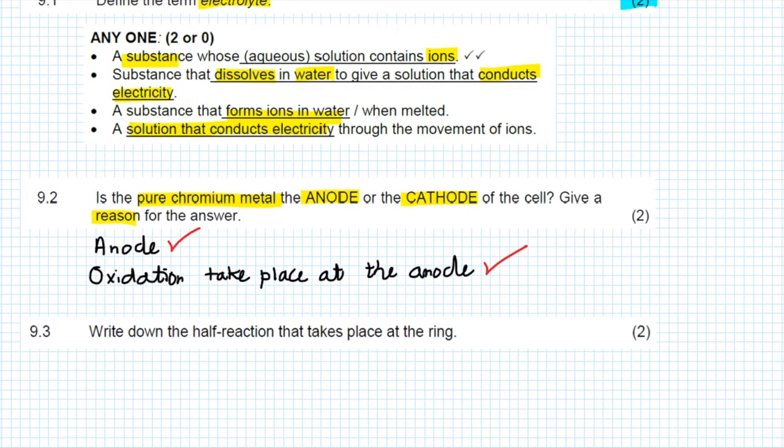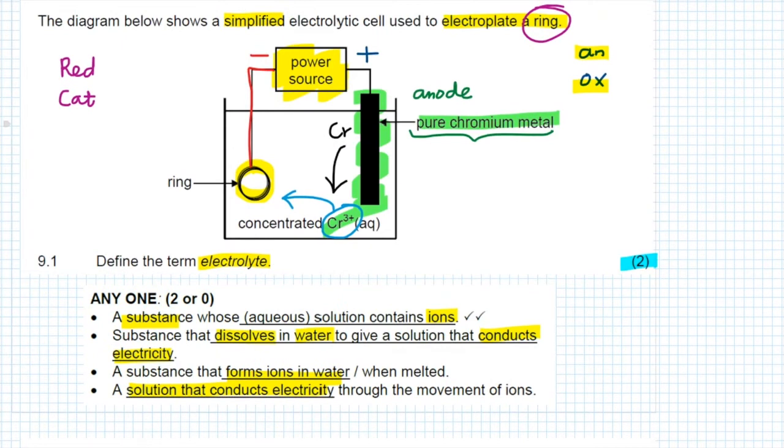Question 9.3 says, write down the half reaction that takes place at the ring. When we look at the ring, remember I mentioned to you that we would like to form a coating of pure chromium solid on the ring. So we know that the chromium ions are going to migrate towards the ring. They're going to gain electrons and they're going to be reduced to form chromium solid. So this over here is the reaction that we need to write down.